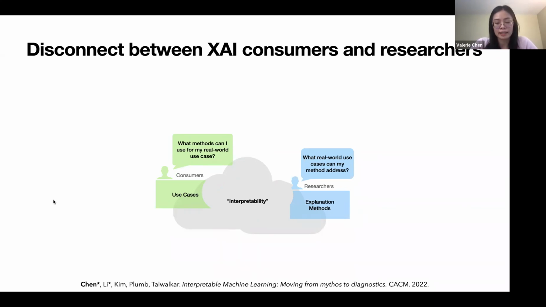And I think the intuition behind why this gap exists is that researchers propose methods that are often very technical in nature and address some technical objective that may or may not actually correspond to the real world problems that XAI consumers might have.